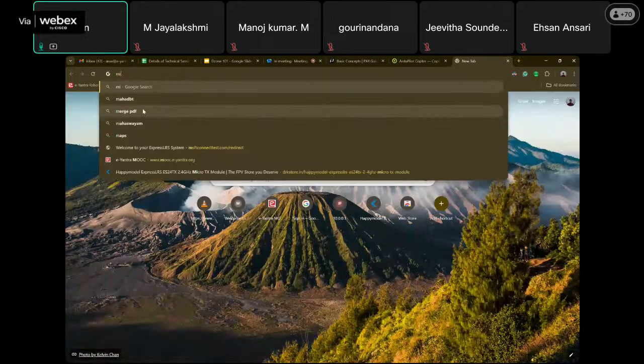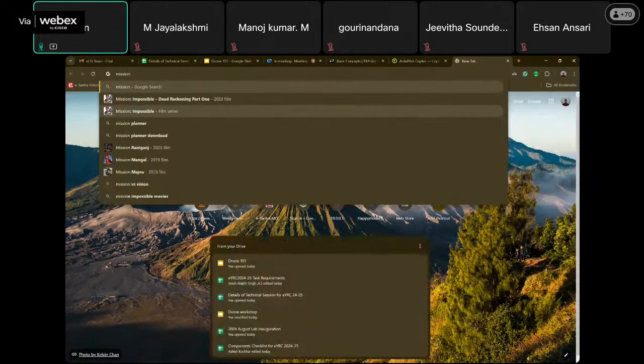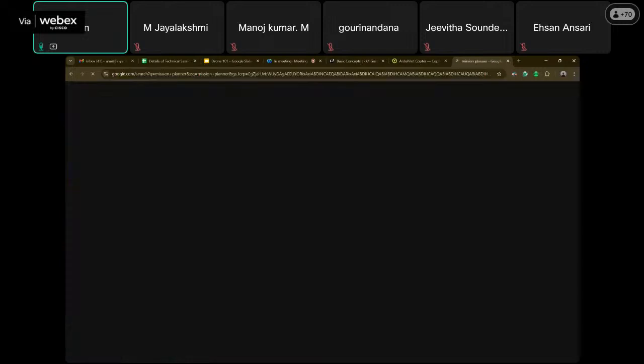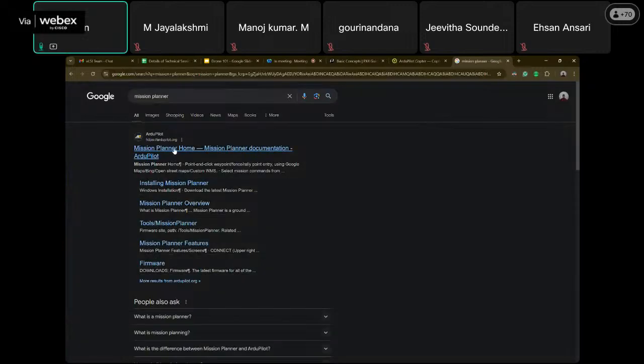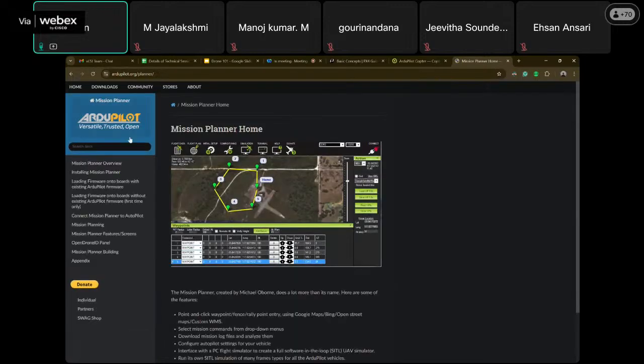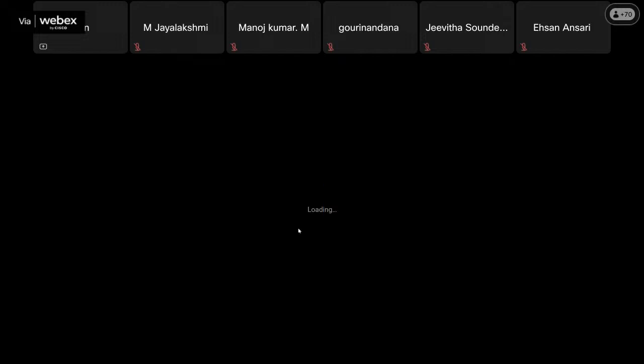You can search in Google for Mission Planner. Again, in that Autopilot documentation only, you would see Mission Planner. This is the software that we use to plan all this. You can refer to that Autopilot documentation itself to get more in-depth information about this application and how to use it to plan. I'm not going into it, but those who are interested can go and learn more about it.